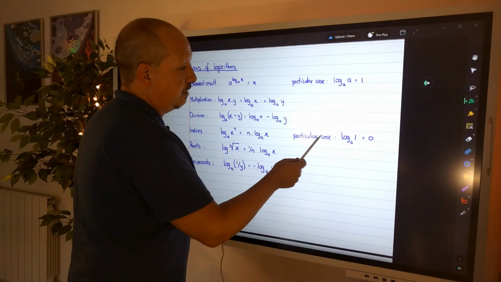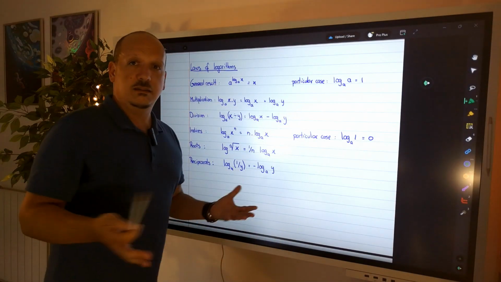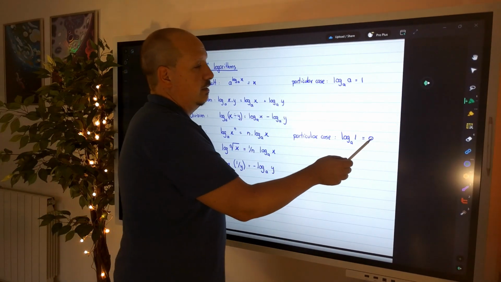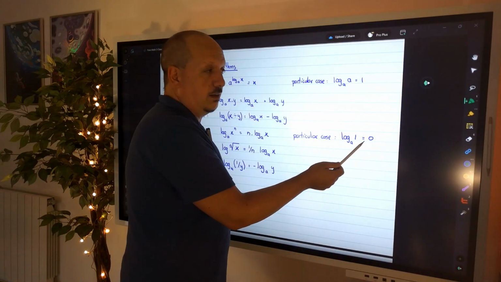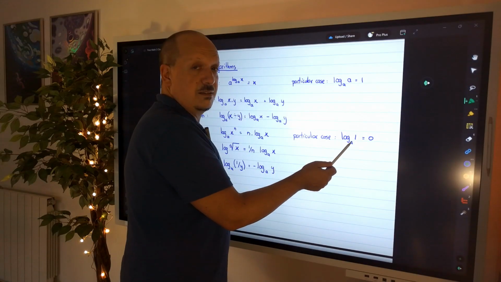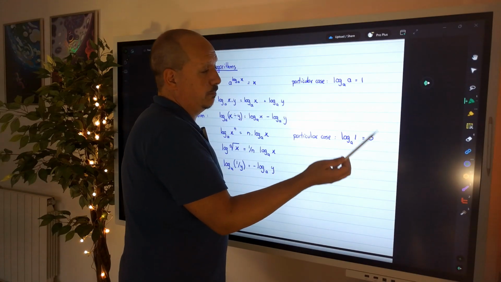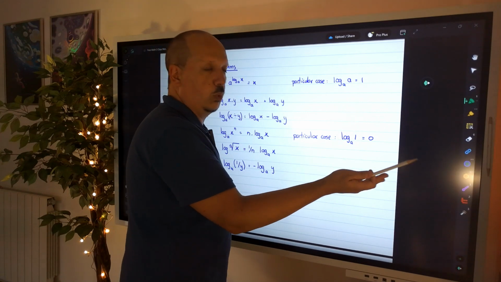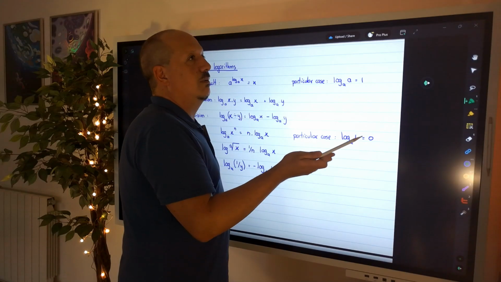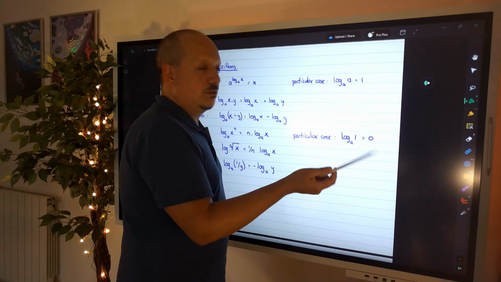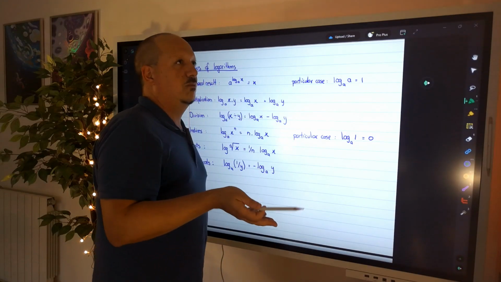There's a particular case here. The logarithm base a of 1 is 0. Just think of it. Well, 0 is the power a needs to have so that the result is 1. Whatever a is, if you want to find the value that powers that to yield 1, that value is only 0. 1 million to the power of 0 is 1. And this is true for any number that you can think of, with the exception of 0.